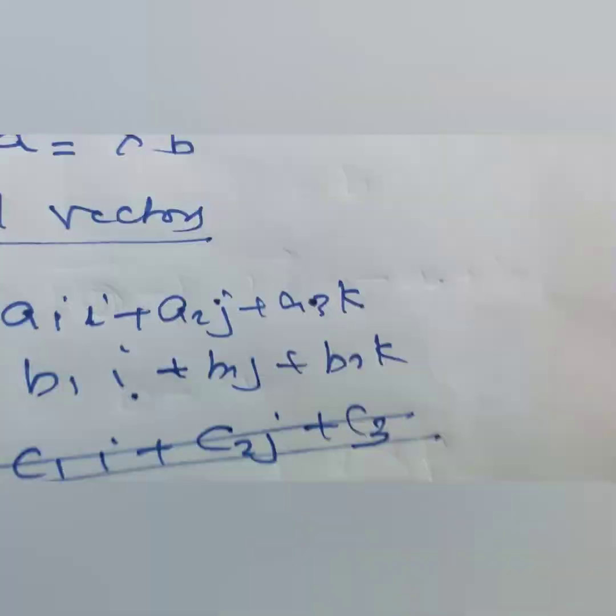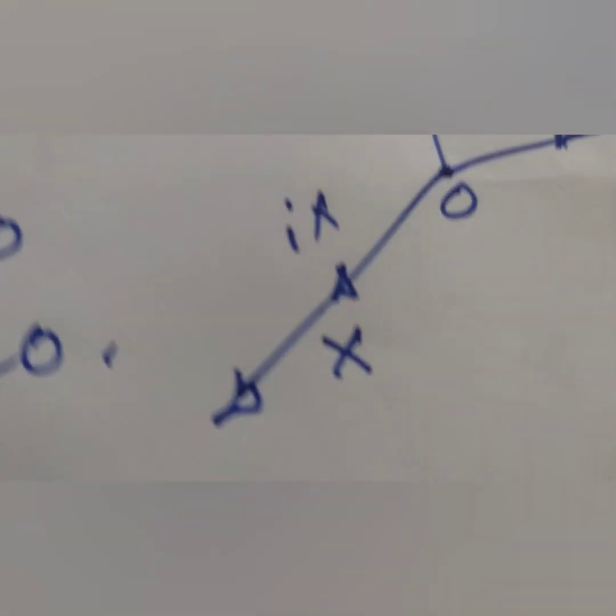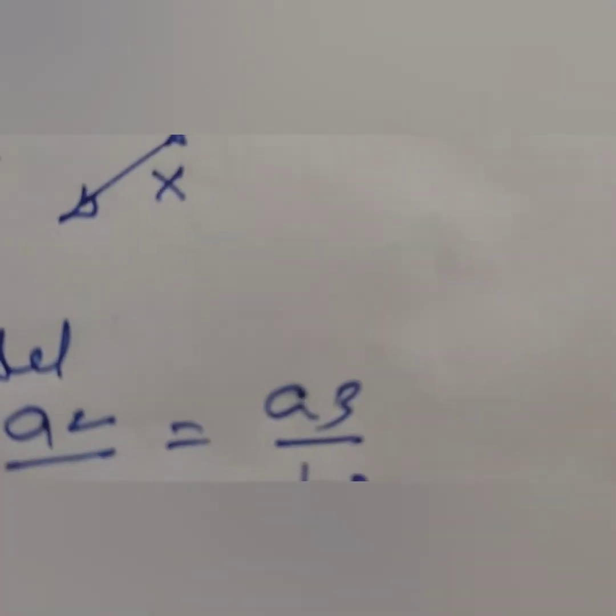Note, not taking C. Only taking A and B. Okay. So the condition for parallel vectors is A1 by B1 equal to A2 by B2 equal to A3 by B3.